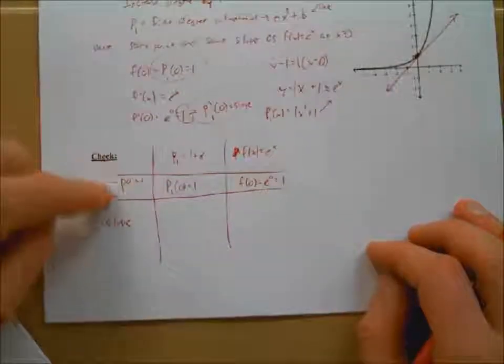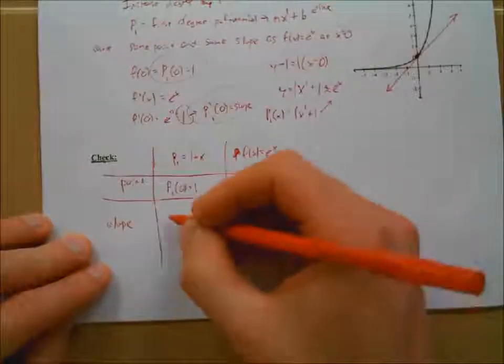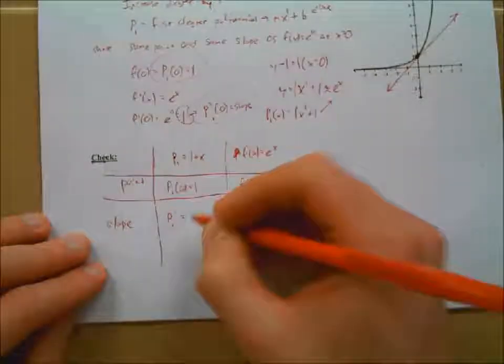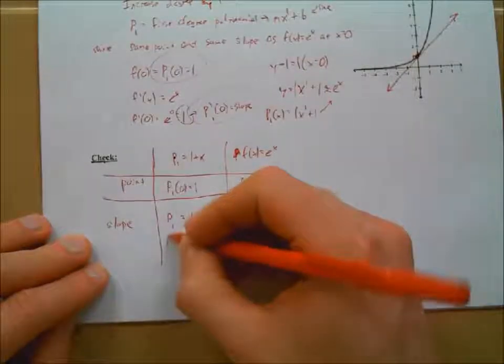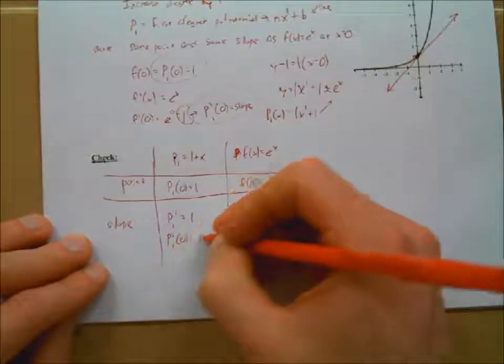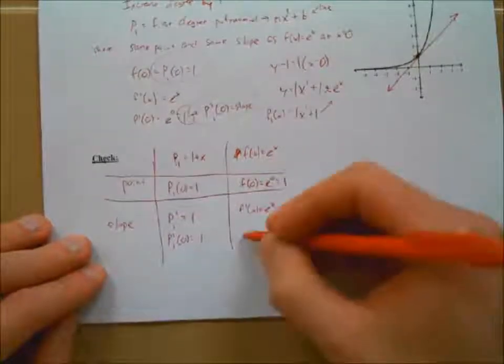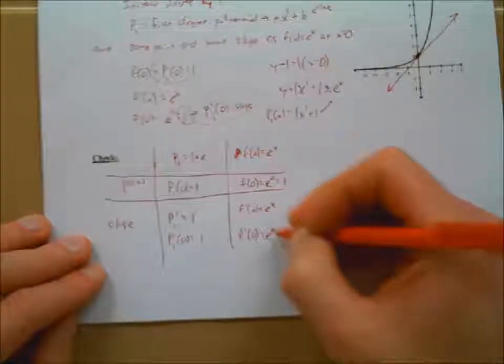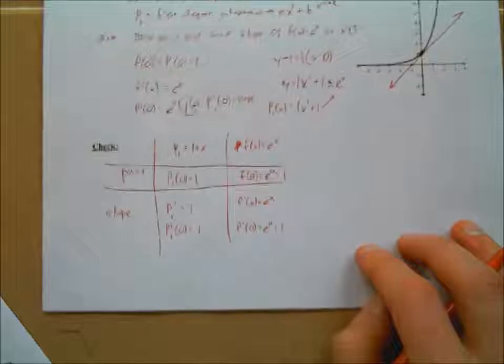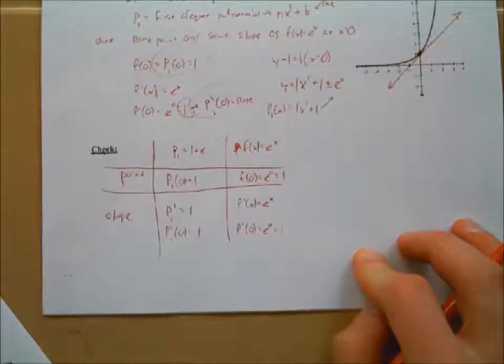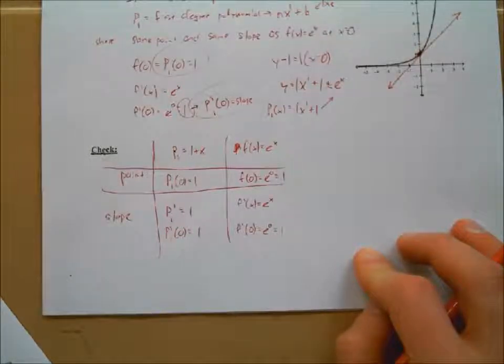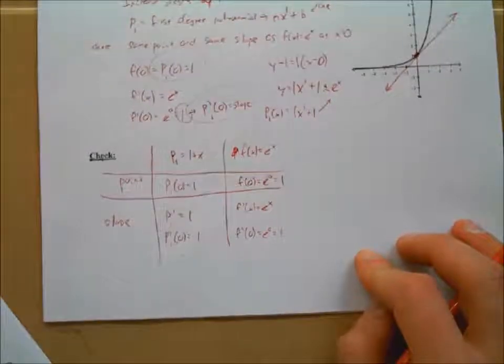They share the same point, and they're also going to share the same slope. P sub 1 prime is equal to just 1, so p prime sub 1 of 0 is still 1. F prime of x is e to the x, and f prime of 0 is e to the 0, which is, again, just 1. So our approximating polynomial matches the actual function at 0, and the derivative of our approximating polynomial now also matches our function's derivative at 0 as well.